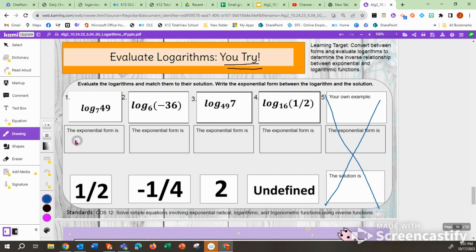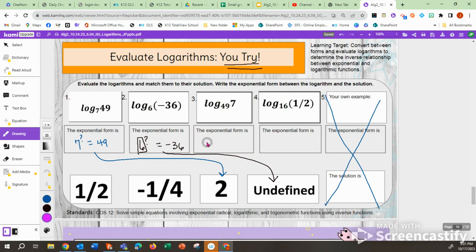Number 1 is asking you 7 to what power is 49? So that's going to be 2. 7 to the 2nd power is 49. Number 2 is asking you 6 to what power is -36. Since our base is +6, there's not any power you can raise +6 to. 6 to the first power is 6. 6 to the second power is 36. 6 to the -2 power is 1 over 36. So there's not an answer for this one. So that's why we would choose undefined.